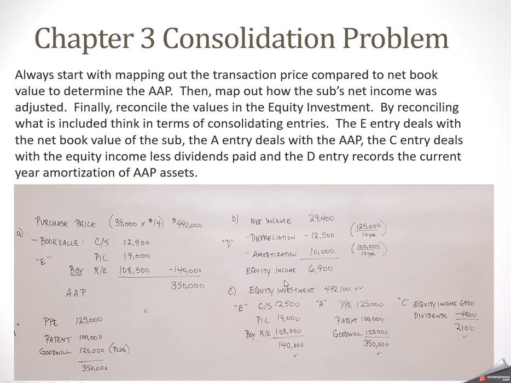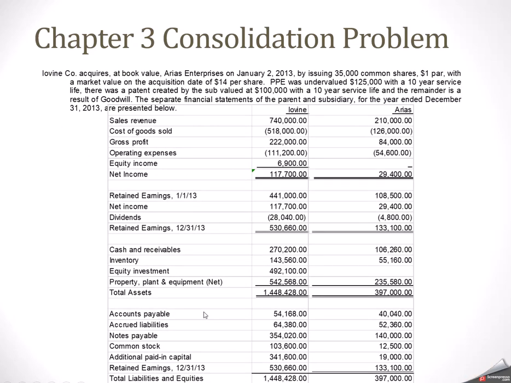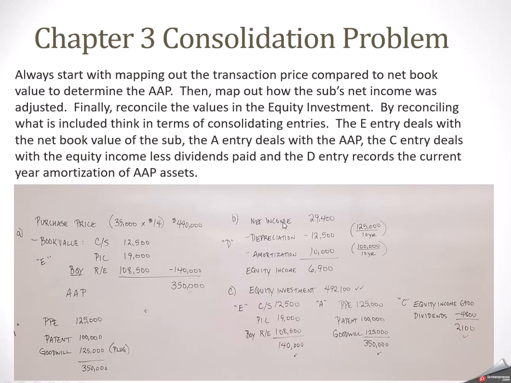But then now we want to reconcile out our equity income. So again, flip back over here. The sub's net income is $29,400. The equity income on the parent's books is $6,900. So we want to account for the difference. So we start with the sub's net income, $29,400. We subtract the depreciation on the property, plant, and equipment, and we subtract the amortization on the patent, and then we see that we tie out to the equity income that the parent shows on their income statement.